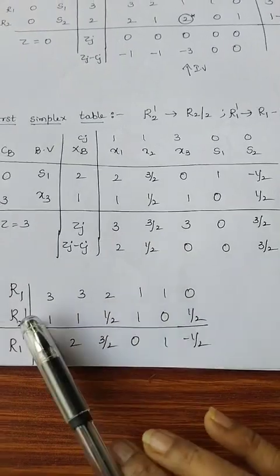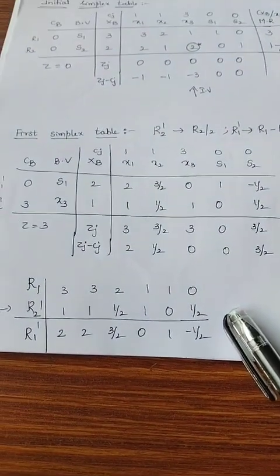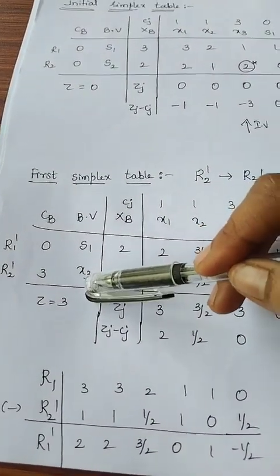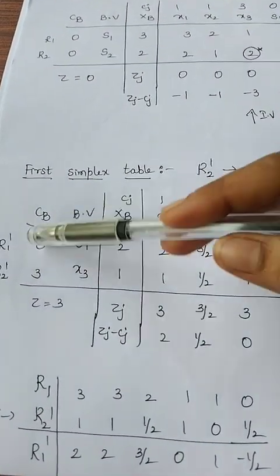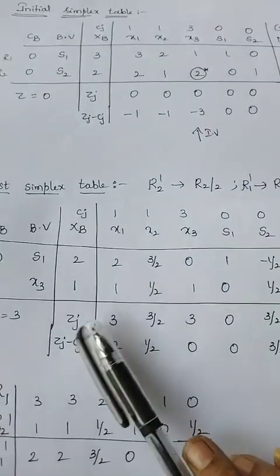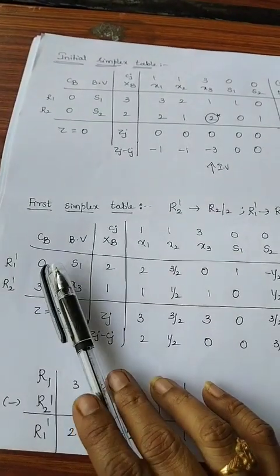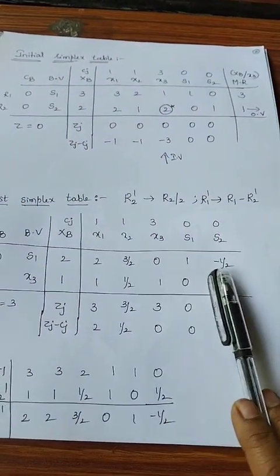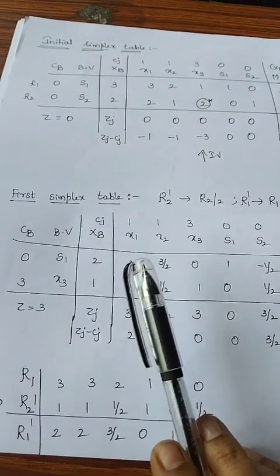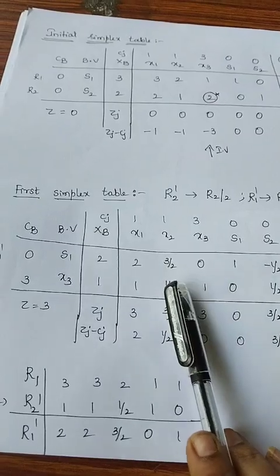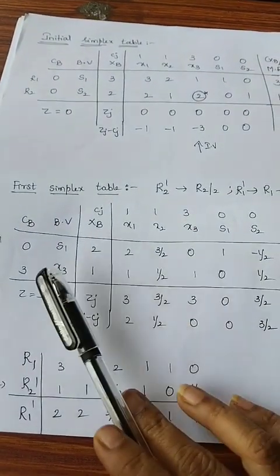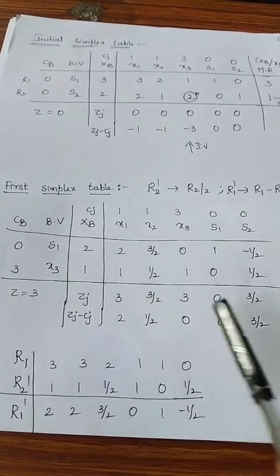Now we are going to find the value of z. What is the formula for z? Z is nothing but summation cb xb. See, 2 into 0 plus 1 into 3, that is 3. Now we are going to find out the zj values. Here it is 0, that means no need to multiply this row. 1 into 3, that is 3. 1 by 2 into 3, that is 3 by 2. 1 into 3, that is 3. 0 into 3, 0. 1 by 2 into 3, 3 by 2.